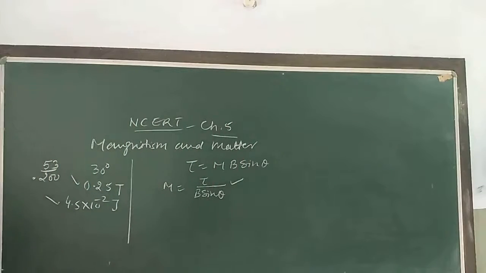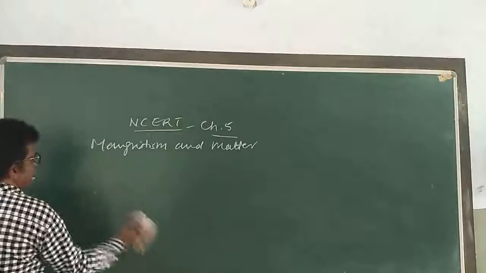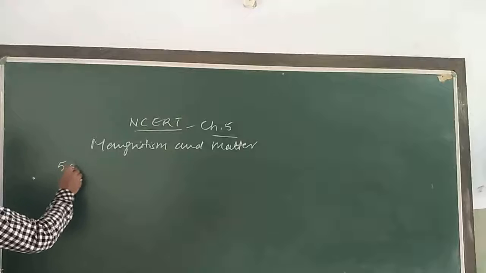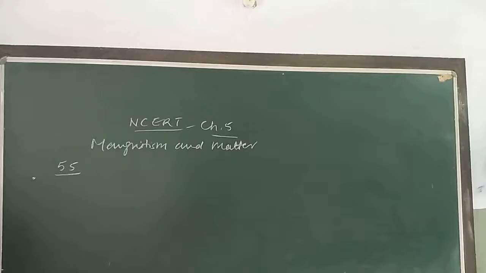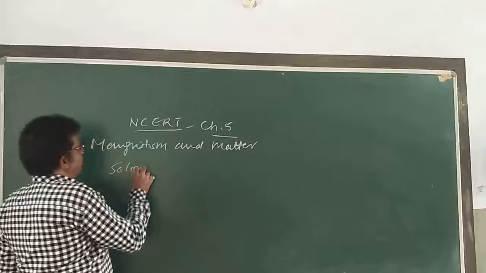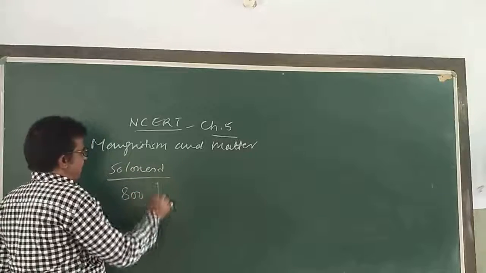Now come to the next question, say question number 5.5. See the next question, question number 5.5. Dear children, it is on the same page number 200. A closely wound solenoid, a solenoid is given to you, having a number of turns 800.